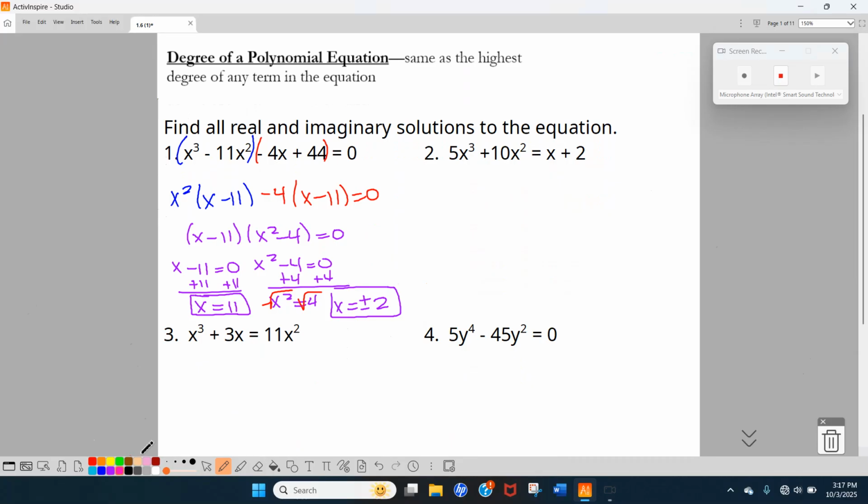All right, so the next one, we need it equal to 0. So subtract x, subtract 2.